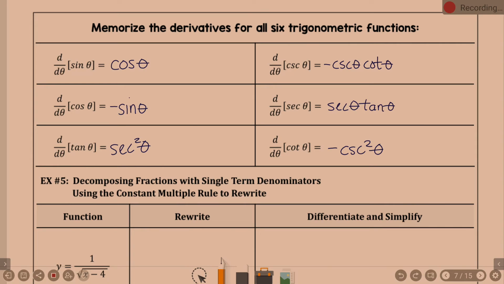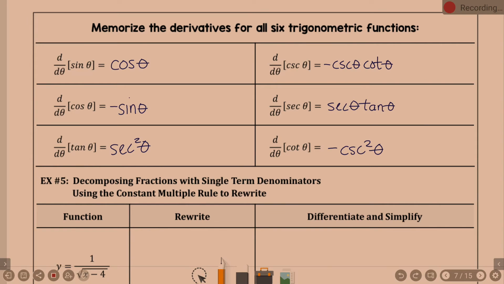Okay. Derivative of sine is cosine. Derivative of cosine is negative sine. Derivative of tangent, secant squared. Derivative of cosecant, negative cosecant cotangent. Derivative of secant is secant tangent. Derivative of cotangent is negative cosecant squared. Throw a bunch of thetas in there.